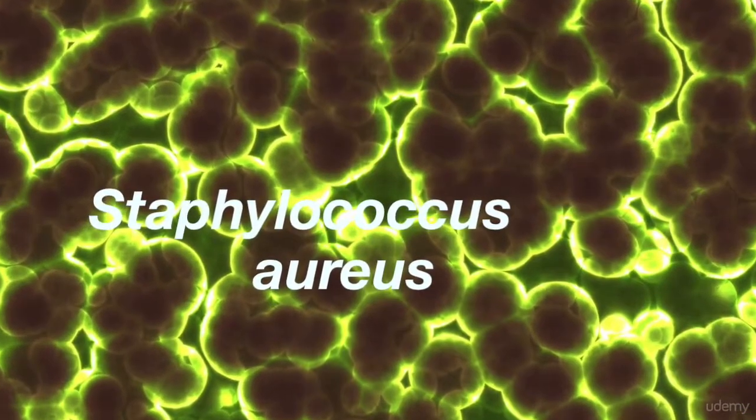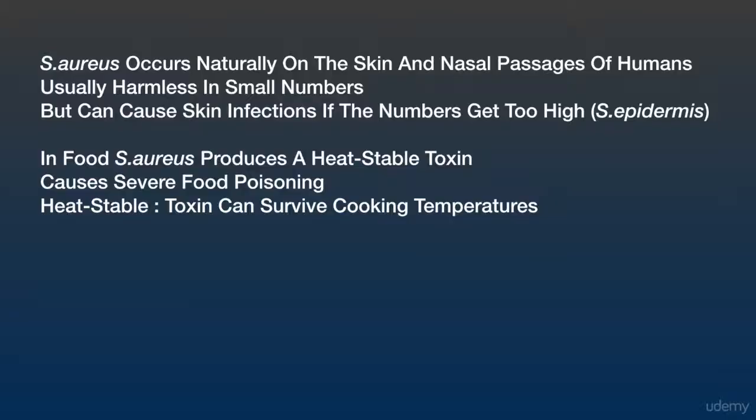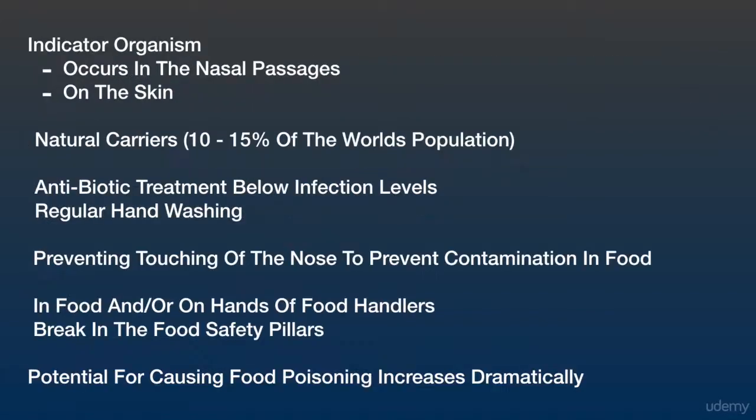So let's take a look at the bacteria Staphylococcus aureus. S. aureus is a bacteria that occurs naturally on the skin and nasal passages of humans. Usually this bacteria is harmless in small numbers, but can cause skin infections if numbers get too high. This bacteria is known as Staphylococcus epidermis. In food, however, Staphylococcus aureus is particularly concerning because it produces a heat-stable toxin which can cause severe food poisoning. Heat-stable meaning that the toxin can survive cooking temperatures.